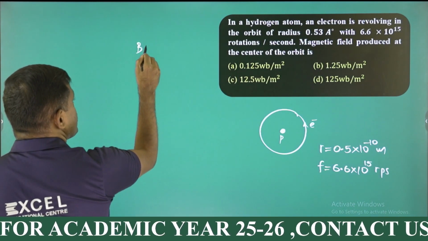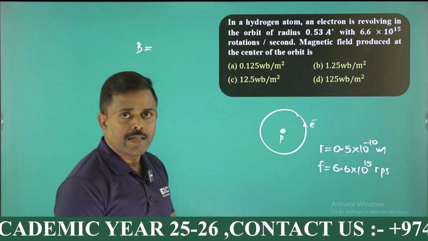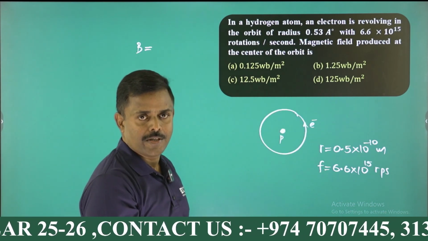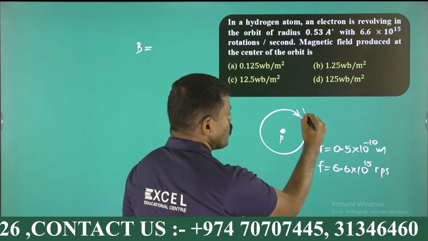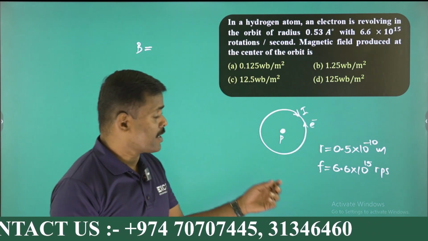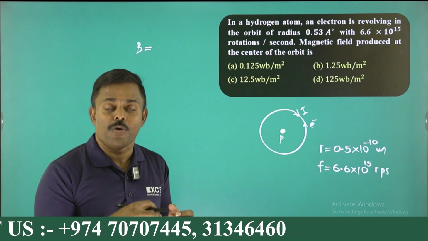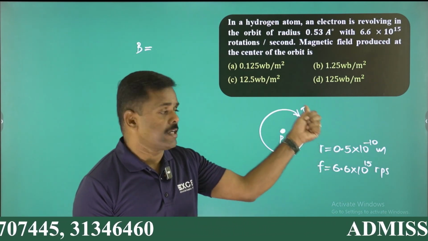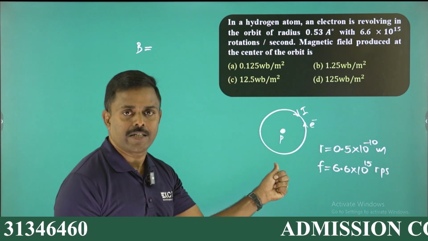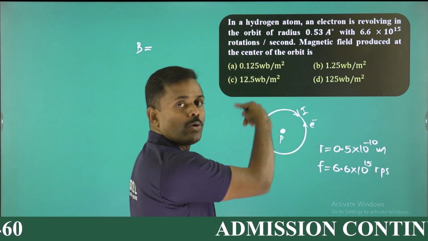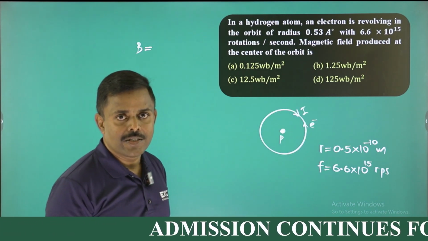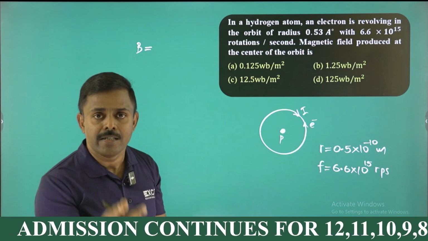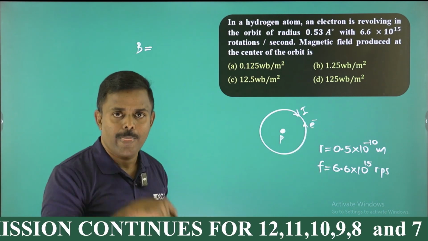So the magnetic field is given by what? Here the electron revolves in anti-clockwise direction. Just imagine. So the current flows in clockwise direction, right? Because current direction is taken as opposite to the direction of electron flow. If I assume that the electron is going in anti-clockwise direction, the current is flowing in clockwise direction. So this revolving electron can be considered as a circulating current. Am I correct?